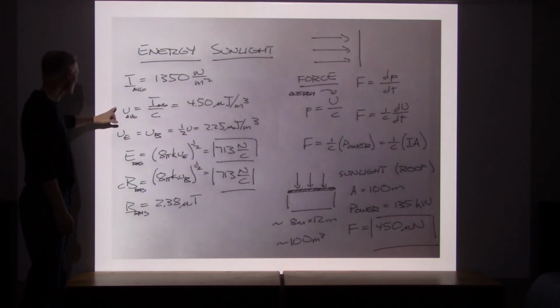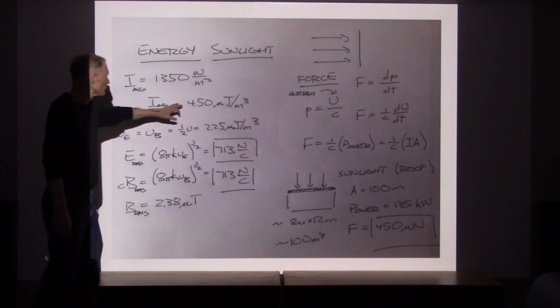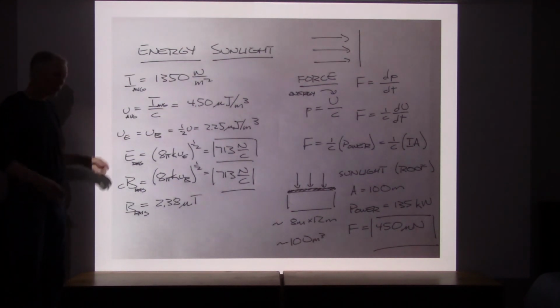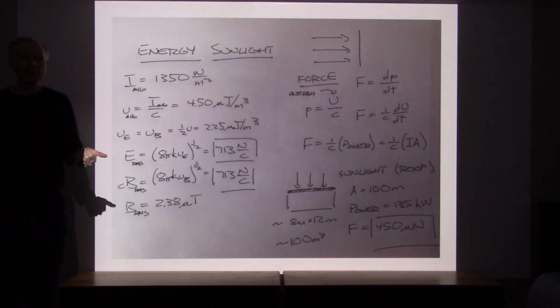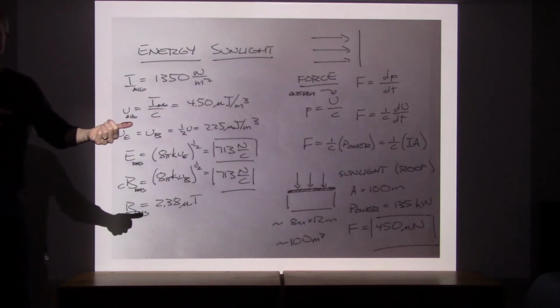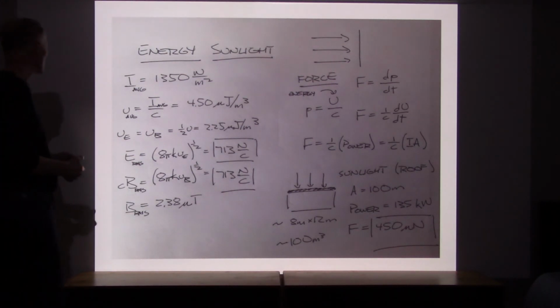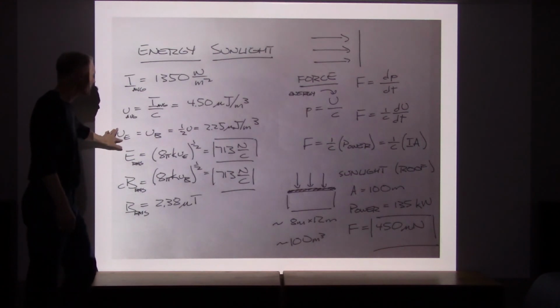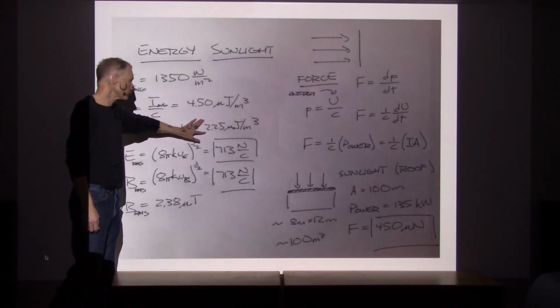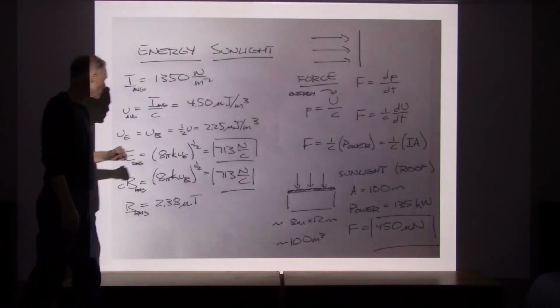Let's see. So the total energy density was 4.50. We're going to now divide that out, do a little bookkeeping here. We're going to assign half of that to the electric fields, and half of that to the magnetic field components. So we're going to divide up that energy density into 2.25 microjoules per cubic meter.